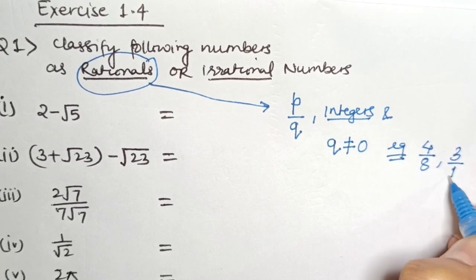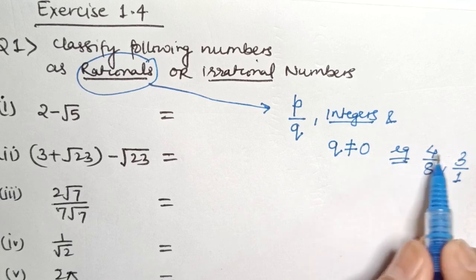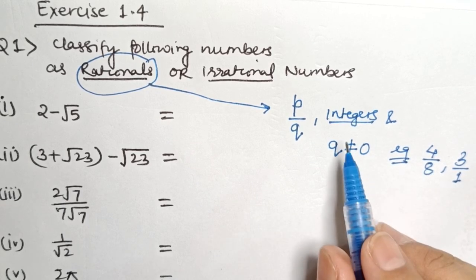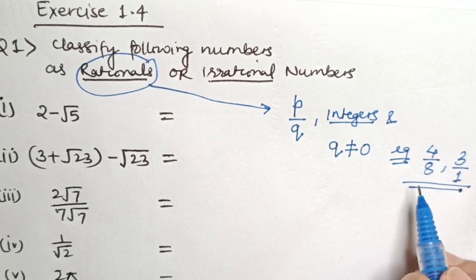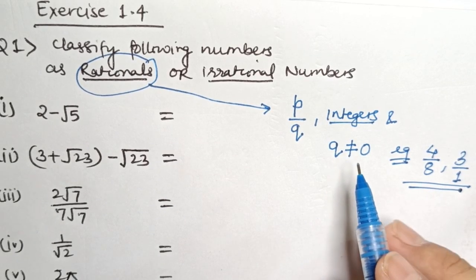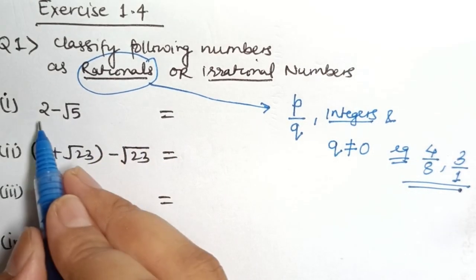For example, numbers such as 4 upon 8, 3 upon 1 are considered rational numbers. Okay, they are integers. So integers means they can be positive numbers, negative numbers, 0, everything. But you have to be very careful that the denominator should not be equal to 0.